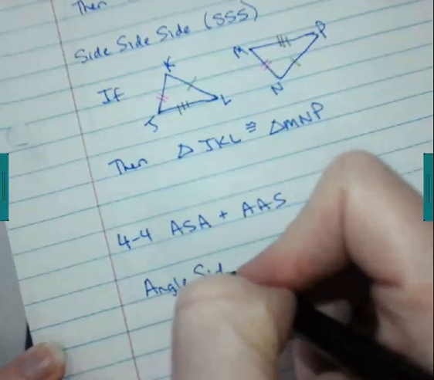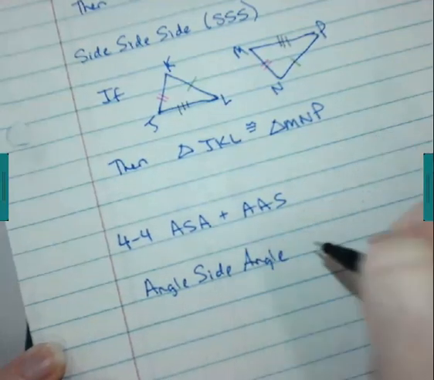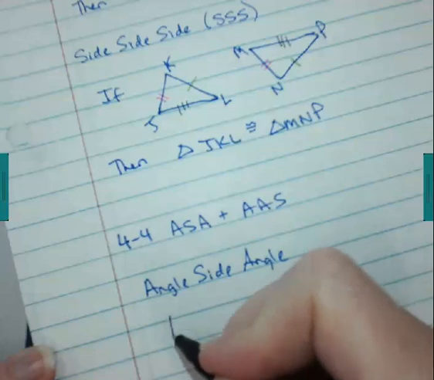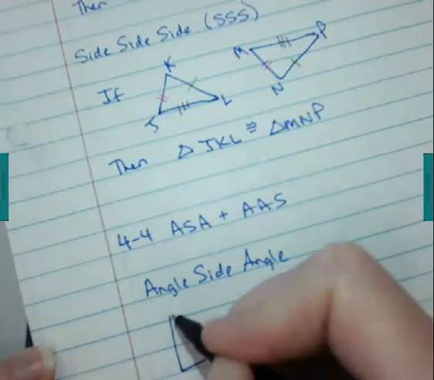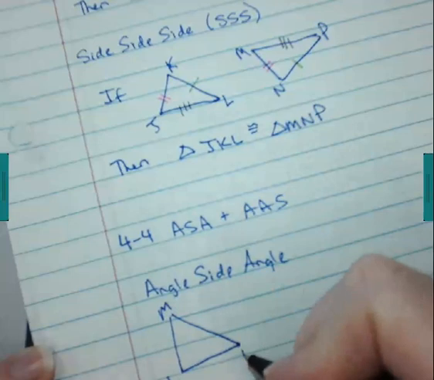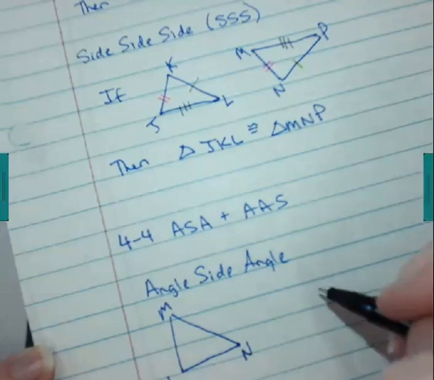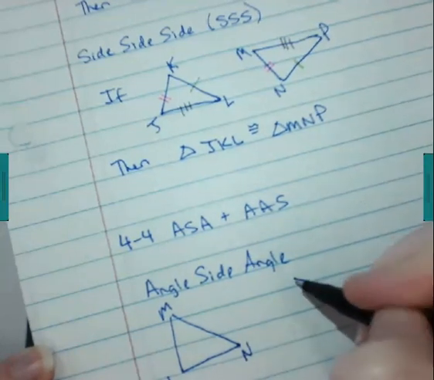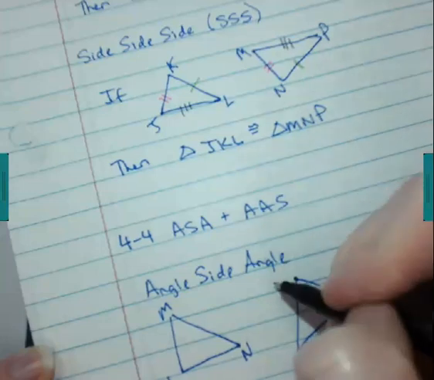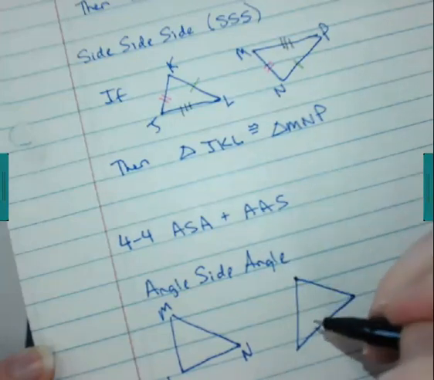Angle side angle. And again, I need to draw two triangles. So we're going to draw something like this. And I'm going to label it L, M, N. Again, the order on all of this really matters. I'm going to have another video that goes over that in depth. For now, I just want to make sure you get these notes down and that you get them down correctly.